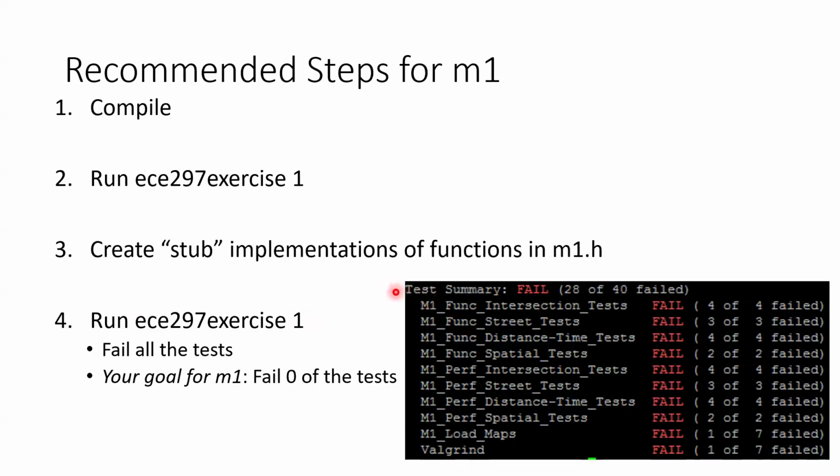And this is what you should be looking at. So there are no more build errors, but you should be failing all the tests because there are no implementations of any of the functions. So your goal for milestone 1 is to pass all of the tests listed here. We have 4 functional tests and 4 performance tests, 1 test for load map and one test for valgrind. That's the memory check.